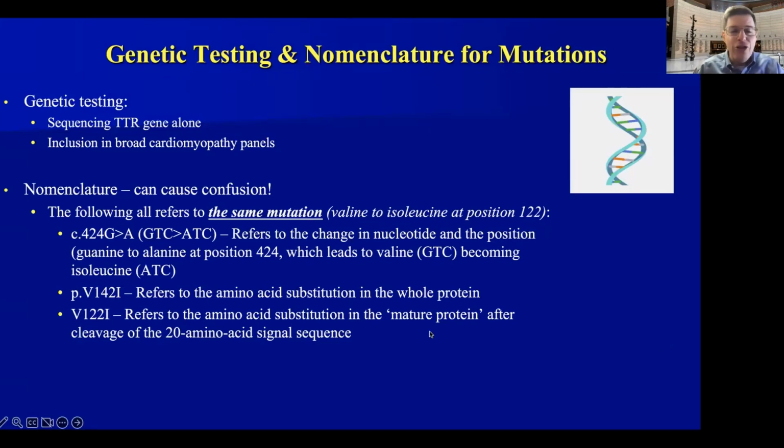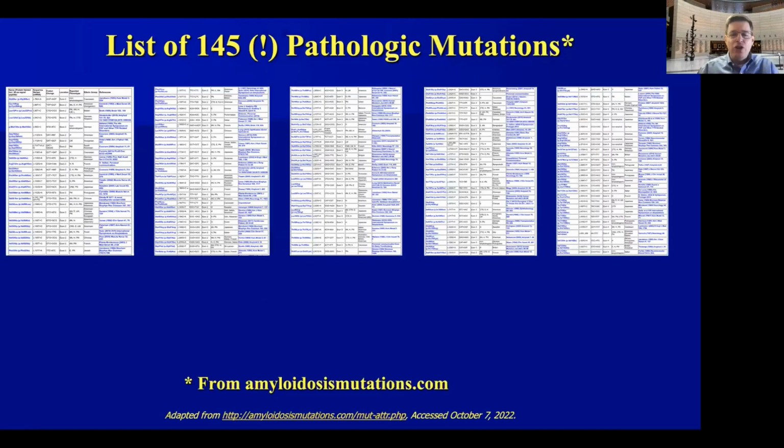Importantly, this is all the same mutation. So sometimes this causes confusion. Somebody says, oh, I have a V142I mutation, and my family member has a V122I mutation. That's the same thing. Now, if you see a patient with a mutation, you're trying to get a sense of, is this pathologic or not? Again, there's many, many different mutations. So this is a very nice resource, amyloidosismutations.com. And it lists all of the known current mutations, and it's kept updated.